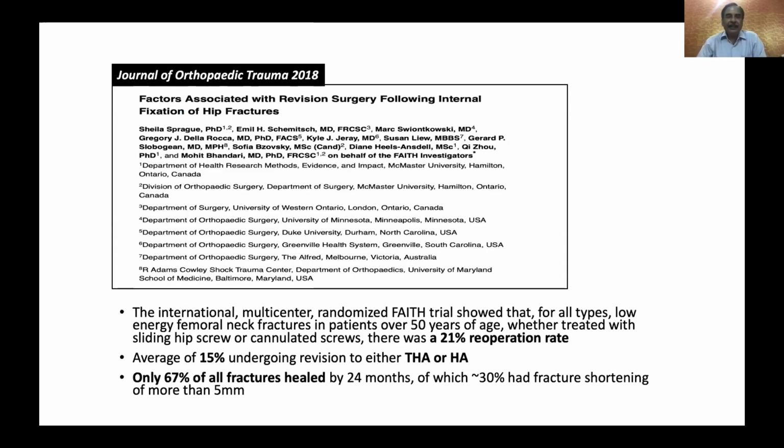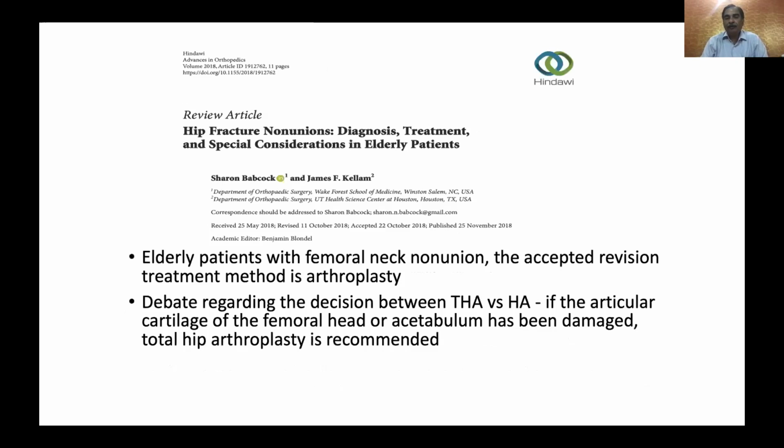So this is an article in Journal of Orthopedic Trauma, which showed that after internal fixation in patients over 50 years of age, there was a 21% reoperation rate. And only 67% of all fractures healed at 24 months, and 30% had fracture shortening of more than 5 millimeters. And you can understand that this is really not an option for an old patient.